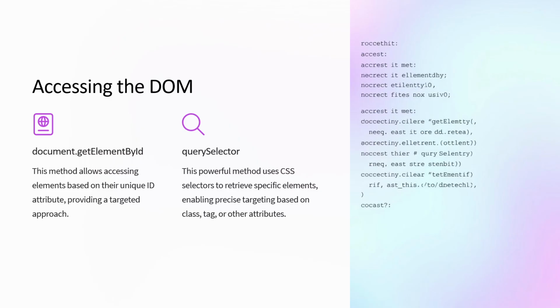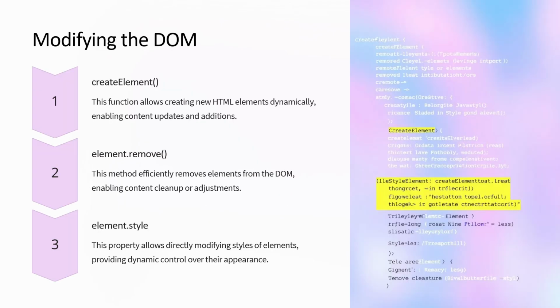Accessing the DOM. To work with the DOM, we use JavaScript. For example, getElementById retrieves an element by its unique ID, while querySelector fetches elements based on CSS selectors. These methods allow precise targeting and are the starting point for DOM manipulation, enabling developers to add, modify, or remove elements.